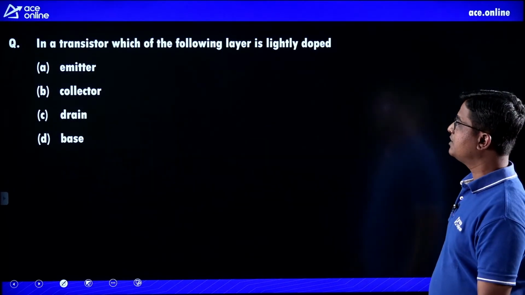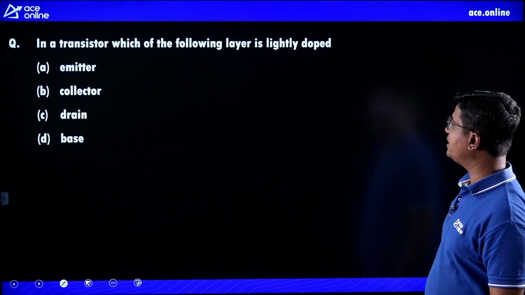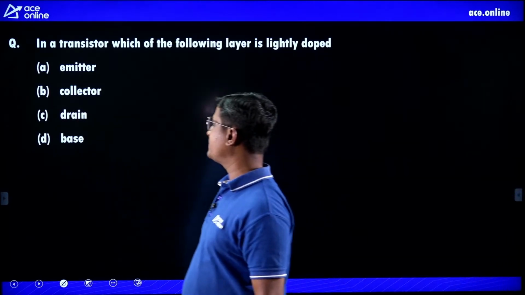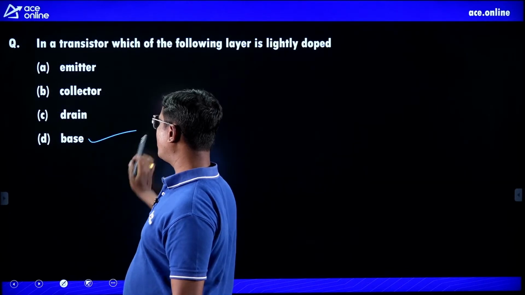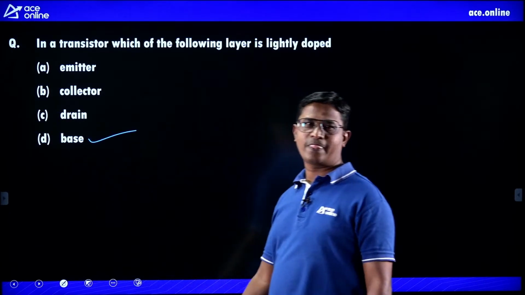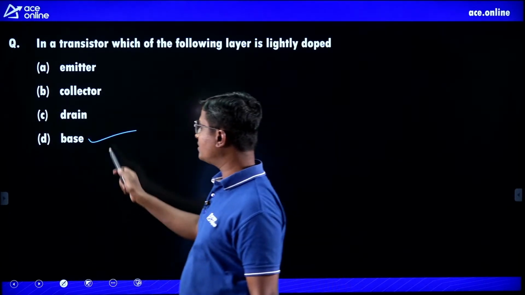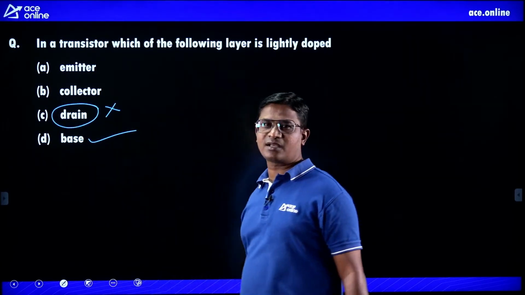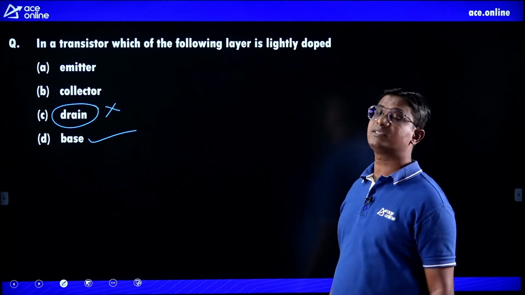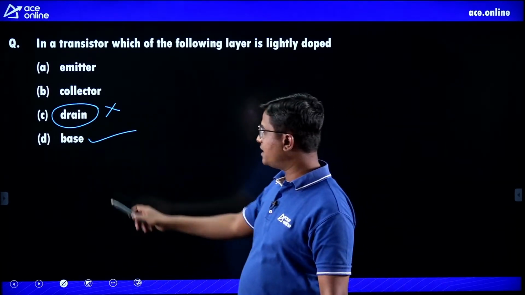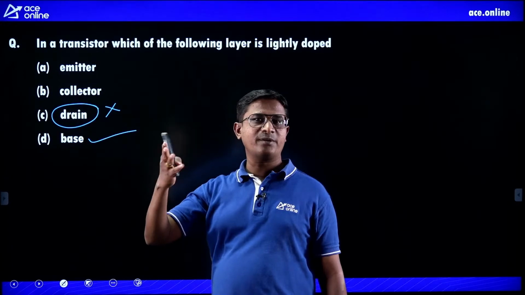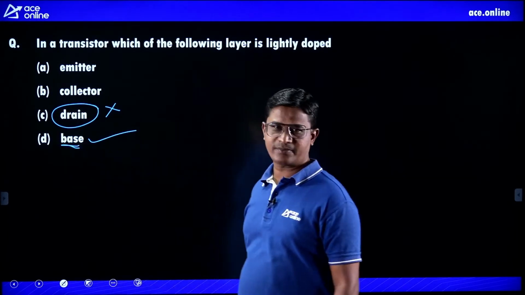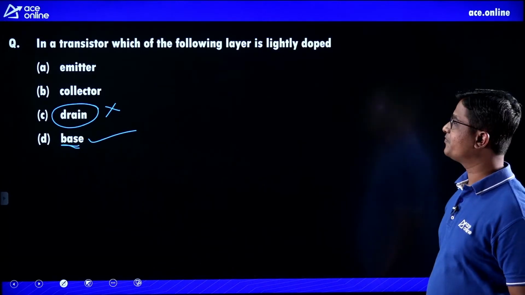In a transistor, which of the following layers is lightly doped? Transistor means your BJT. In a BJT, the base layer is lightly doped. Be careful: in a BJT we don't have a drain layer. We have only emitter, collector, drift layer and base layer, but here they have written drain. The drain layer is not present in a BJT, so lightly doped is only the base layer.